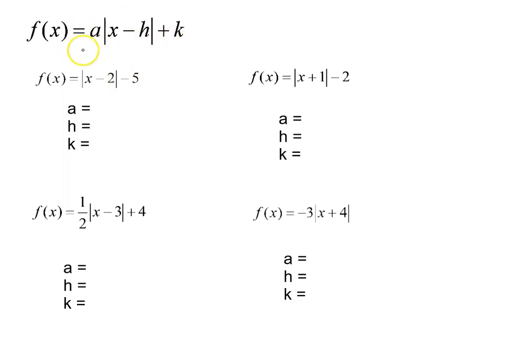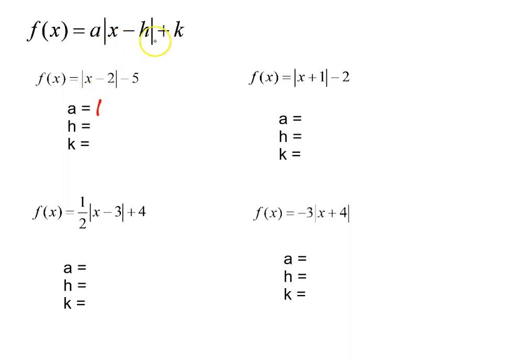All of our functions have been in this form. And so what we want to do is when we look at the equation, we want to be able to identify which number is a, which number is h, and which number is k for each one. So let's start with this first one. f(x) equals the absolute value of x minus 2, minus 5. We notice that we don't see a number out here for a. That means a is 1. That tells us it's going to be the same shape as the parent function.